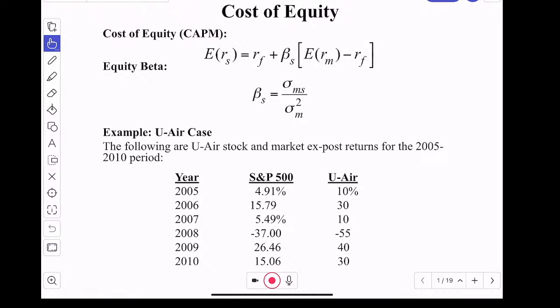All right, so this is document 515. And this uses the information from case, the UAir case, part 2. Everybody ready?